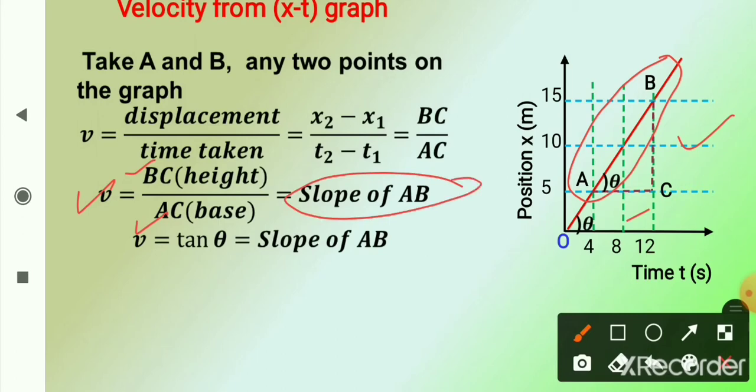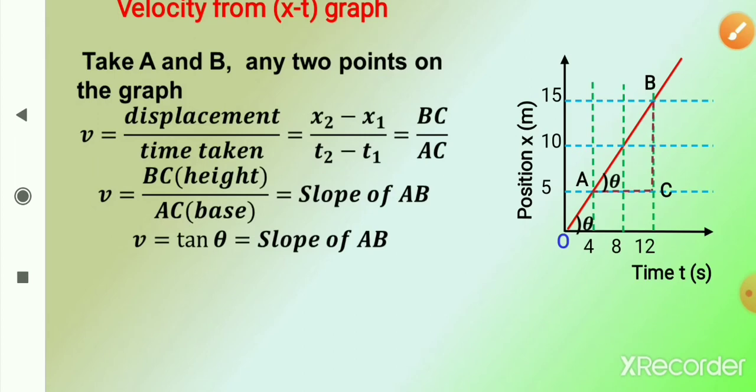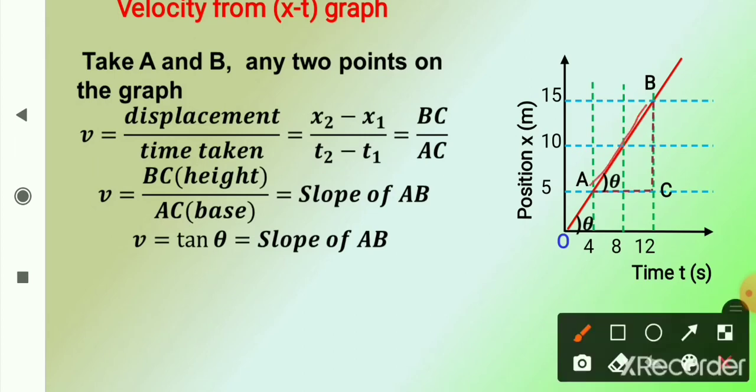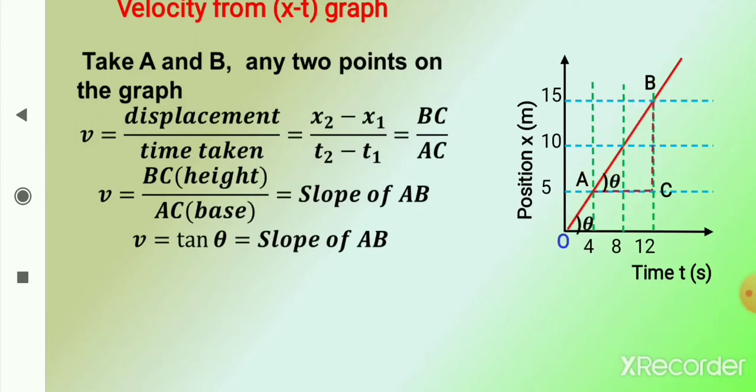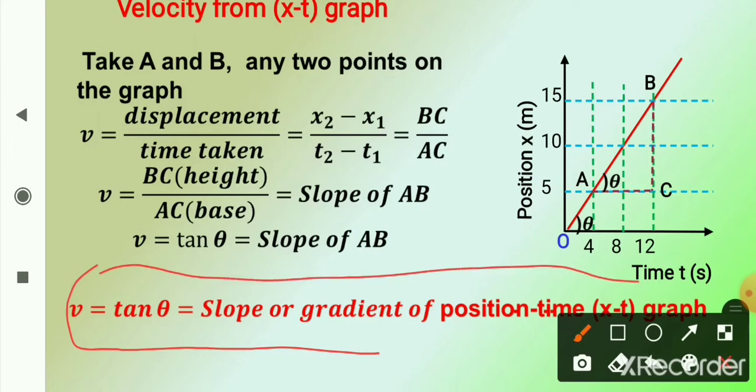And this BC upon AC is also equal to tan theta. So I can write velocity V is equal to tan theta is equal to slope of AB. Now this AB is a line segment along this graph. This AB is just a part of this graph, so the slope of AB will be the slope of the whole graph. So we can generalize a relation: velocity from the xt graph is the slope or gradient of the position time graph.